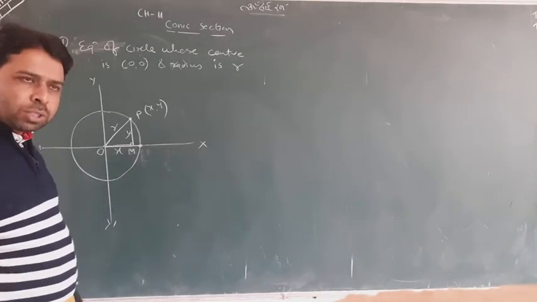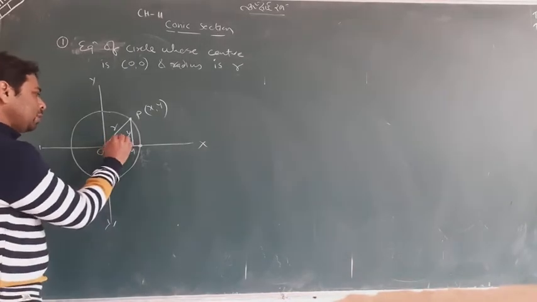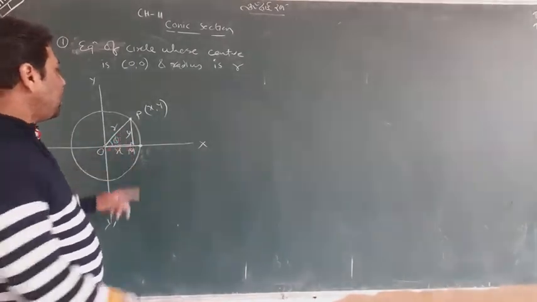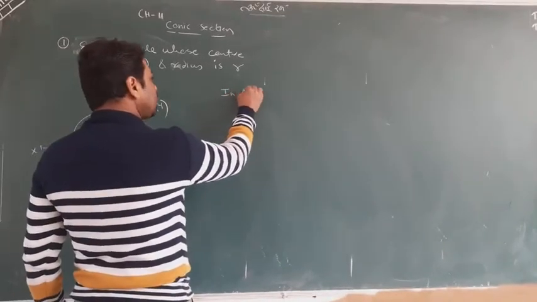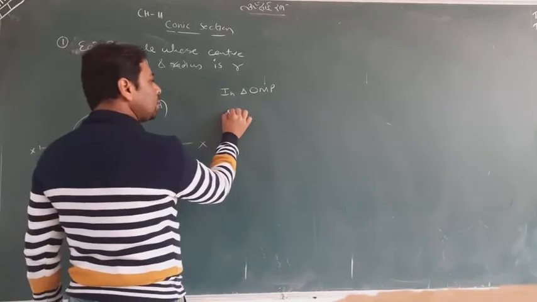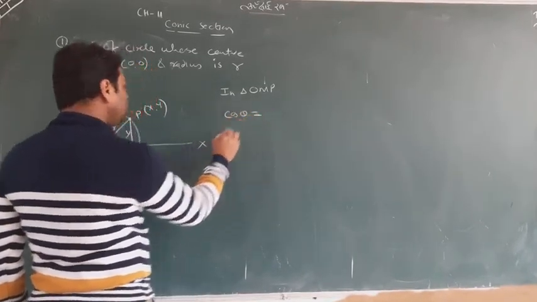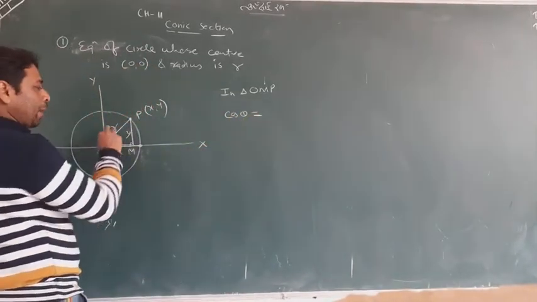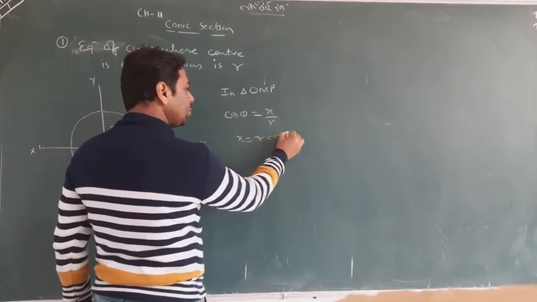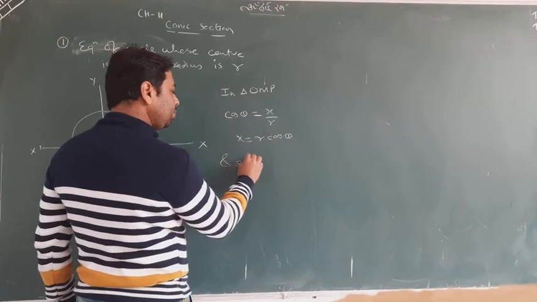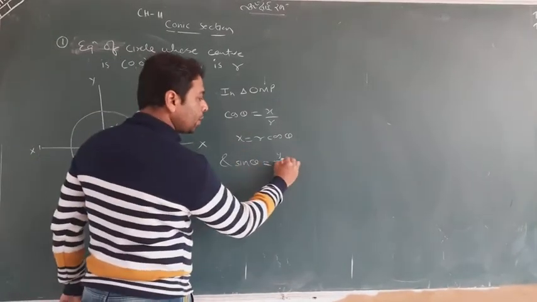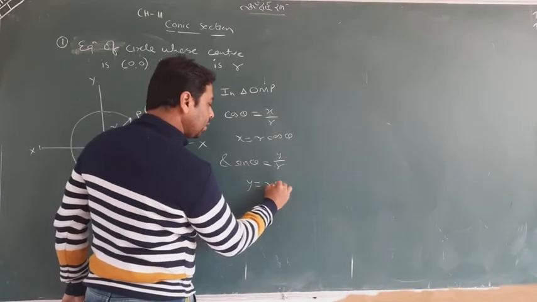But I will tell you something deeper. Suppose this angle is theta. I am going to use trigonometry in triangle OMP. I use cos theta. Cos theta is equal to base upon hypotenuse, x upon r. So x equals r cos theta. And sin theta is perpendicular upon hypotenuse, y upon r. So y equals r sin theta.